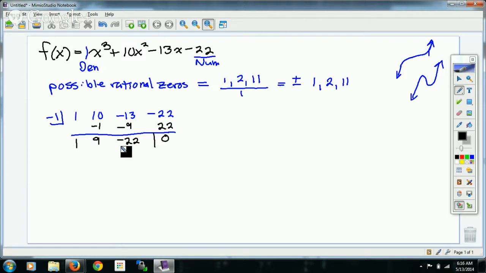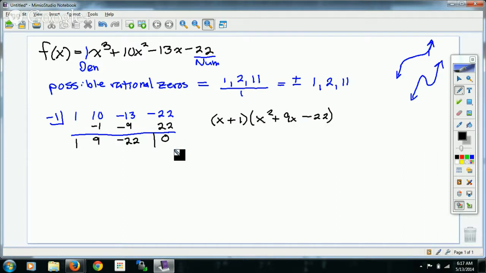That tells me the remaining part here. So what does synthetic division tell me? It tells me that -1 is a 0 of this polynomial, which means x minus -1, which is x plus 1, has to be a factor. And the remaining factor is down there. It's 1x squared plus 9x minus 22.